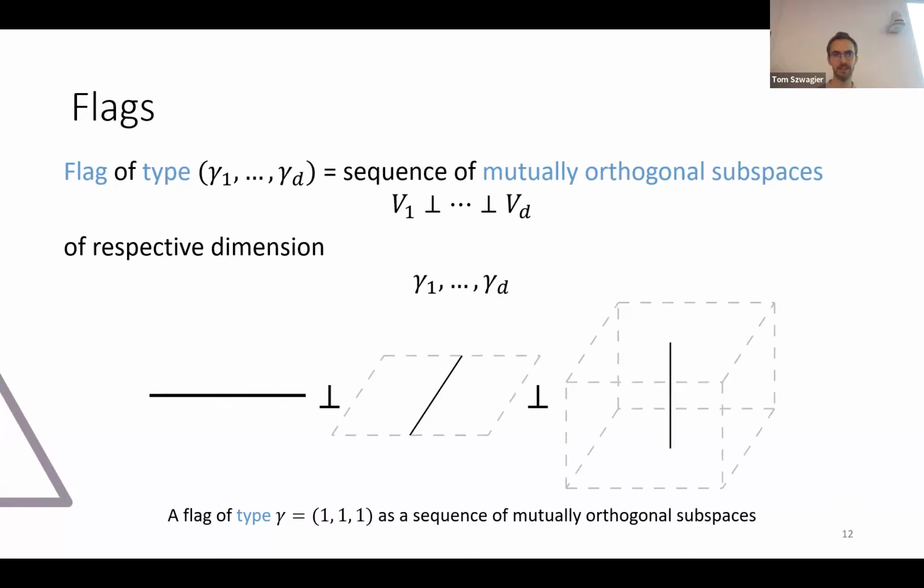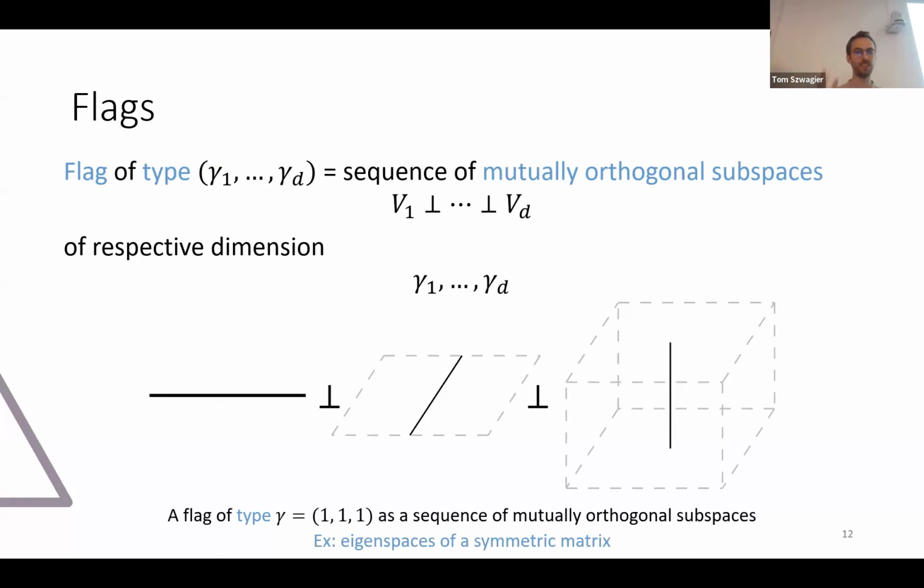Equivalently, a flag can be defined as a sequence of mutually orthogonal subspaces. You can do that by taking orthogonal complements. And then, in this case, the sequence of incremental dimensions is called the type of the flag. So here we have exactly the same flag as before, but represented as a flag of type 1, 1, 1.